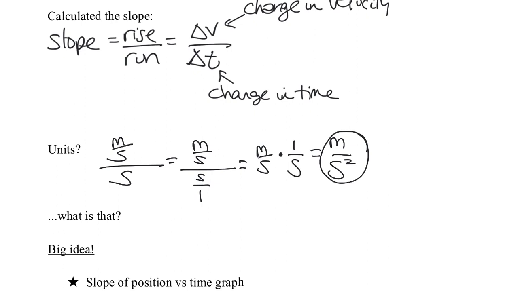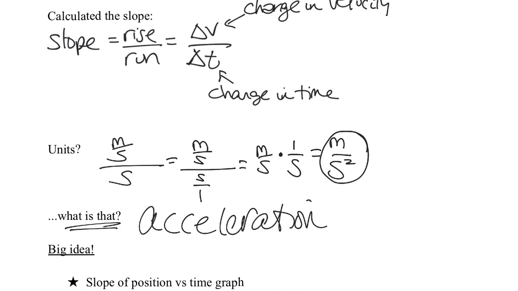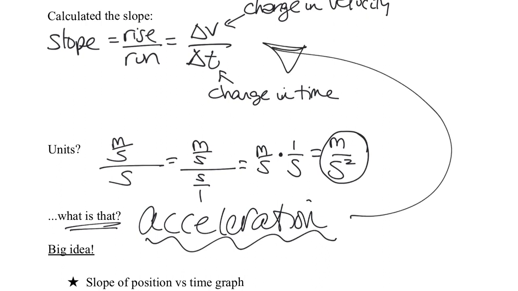All right. So guys, what is the slope? What is it? Meters over second squared. That's right. Meters per second squared is the unit. Yes, Brooke. It is acceleration. Acceleration. That's what that is. Delta V over delta T. You guys, that's huge. It's so exciting.